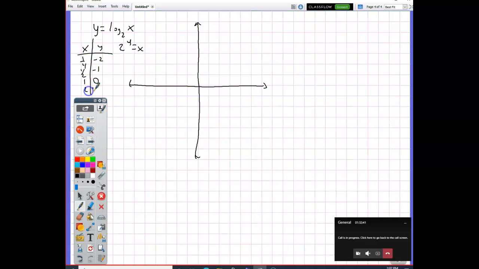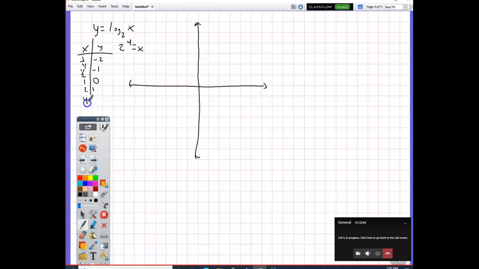2, 1. 4, 2. Agreed? Just switch my X's and Y's. Is that okay? Then I'm going to graph these. At 1/4, I'm at negative 2. At 1/2, I'm at negative 1. At 1, I'm at 0. At 2, I'm at 1. At 4, I'm at 2. 1, 2, 3, 4, I'm at 2.